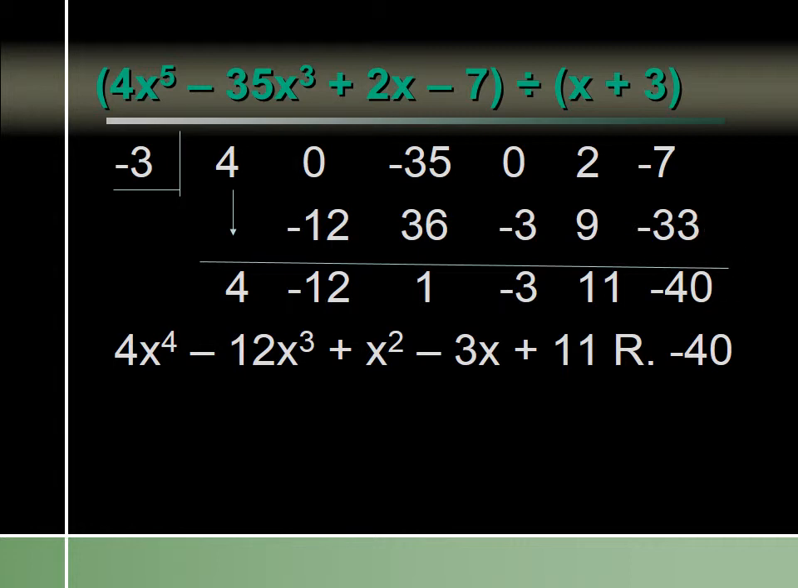So my answer, again, we're going to drop a degree. So we're going to start with to the 4th degree. So we get 4x to the 4th. We get negative 12x cubed. We get 1x squared, or just x squared. We get negative 3x, or minus 3x, and then we get plus 11, which means our last number is a remainder. We've got a remainder of negative 40. So that says that this polynomial divided by x plus 3 is this with a remainder of negative 40.